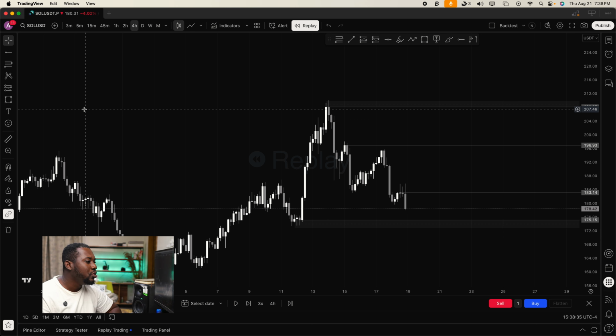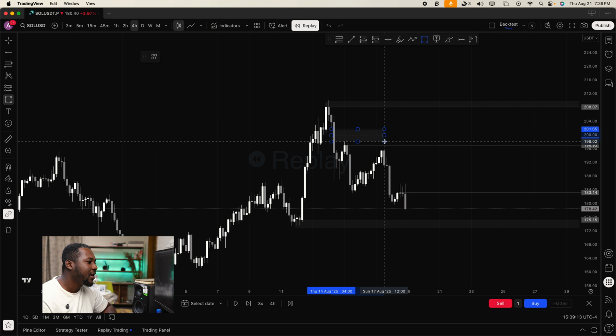The next thing you're going to do is to look for some sort of inefficiencies or imbalances, which I said I was going to explain to you on the chart. One key inefficiency you will mostly spot on the market is a fair value gap. So if you look right here between this level and this particular level, what you will notice is that there was no other candle here.